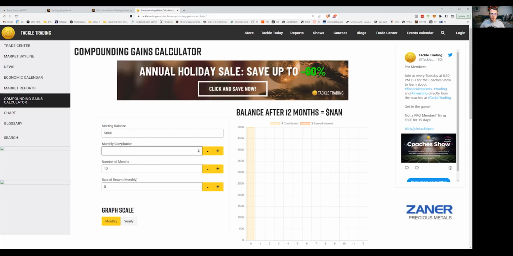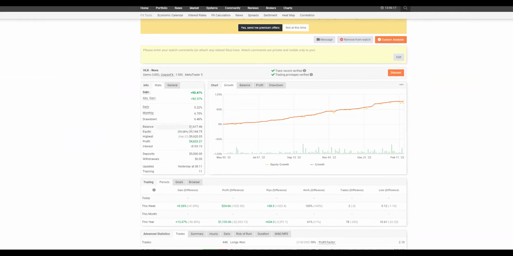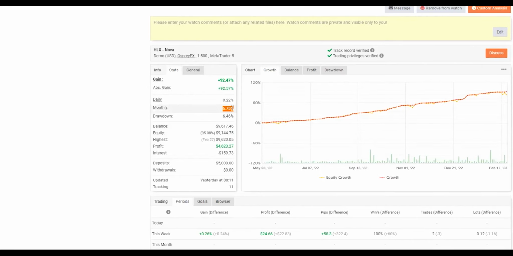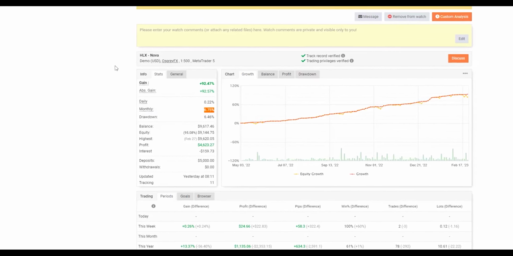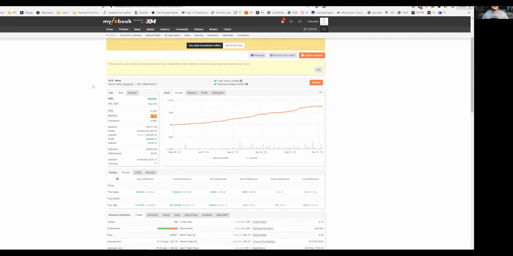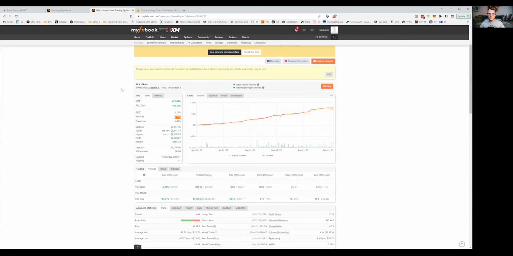So starting balance 5,000, adding nothing on a monthly basis, number of months 12, so it's 1 year. Rate of return, so on the demo account that I showed you with a longer history, the average monthly return was below 7%. Just so you know that I'm not pulling this info out of my backside. You can see monthly return is a little below 7%. Also bear in mind that demo accounts and real accounts always behave slightly differently, but with this system the differences actually are not that big, so it can be used as a reference point.